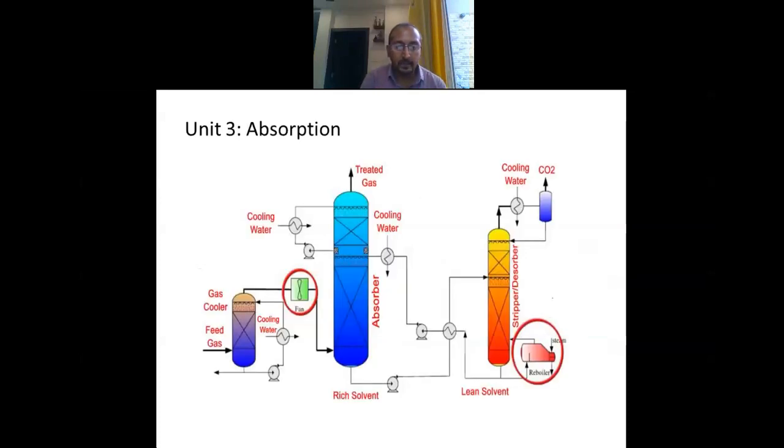Third unit will be absorption, or famously called gas absorption. Gas absorption is basically separating a gaseous mixture by using a liquid solvent. This we will go through in detail when we start this unit.